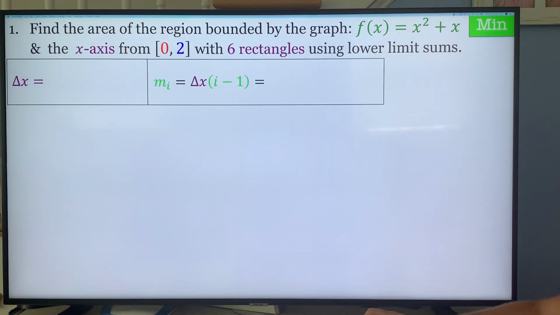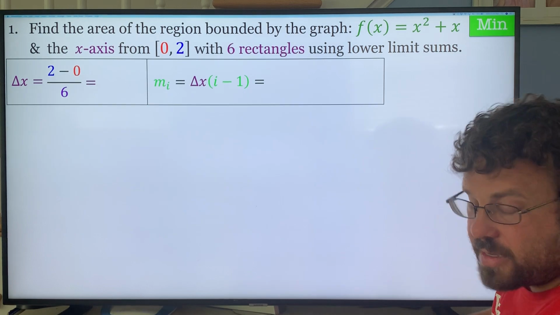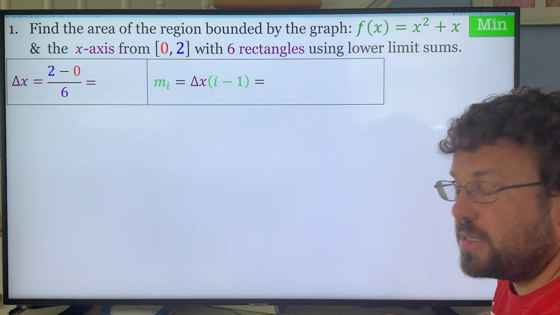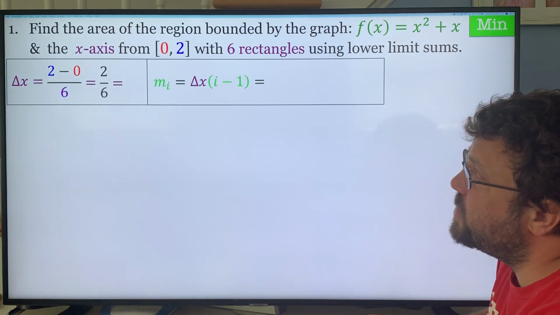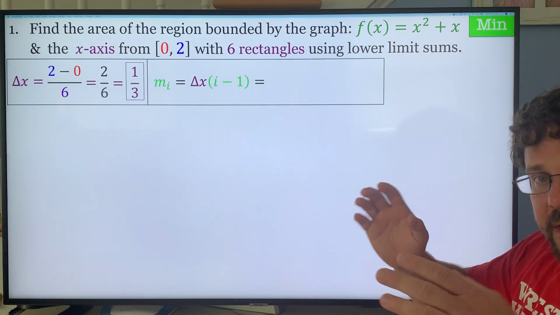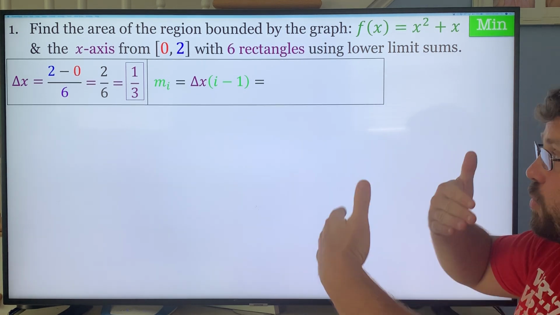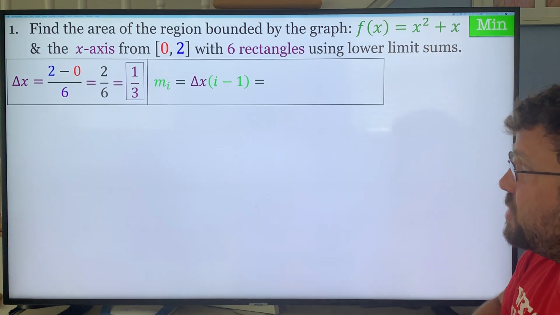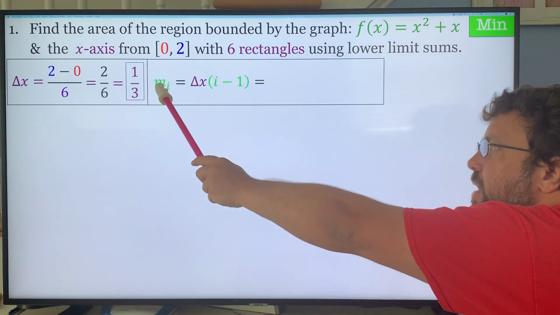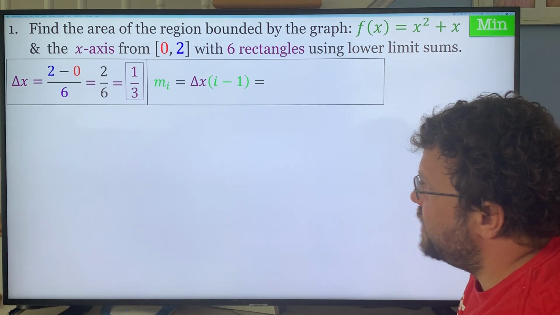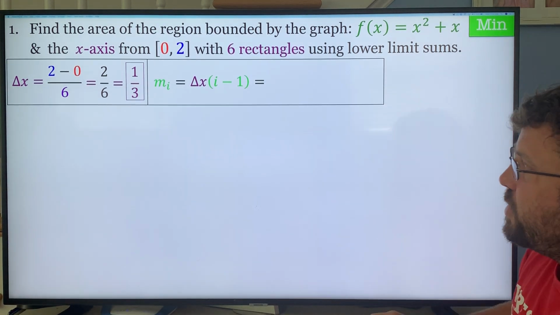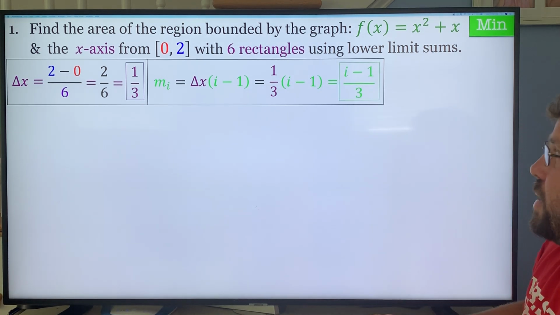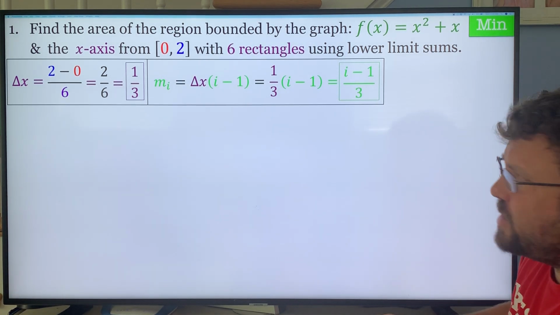So, ready to go? Delta x, as I said before, is b minus a over n, which is 2 minus 0 over 6. So 2 over 6 is 1/3. That means each one of the 6 rectangles has a width of 1/3, because 6 times 1/3 is 2. That's how you get the whole distance of 2. Lowercase m subscript i equals delta x, the width, which is 1/3, times i minus 1, over 3. All right? Easy so far, right?